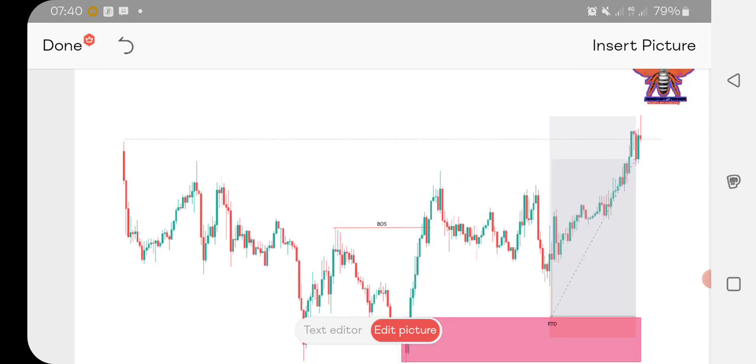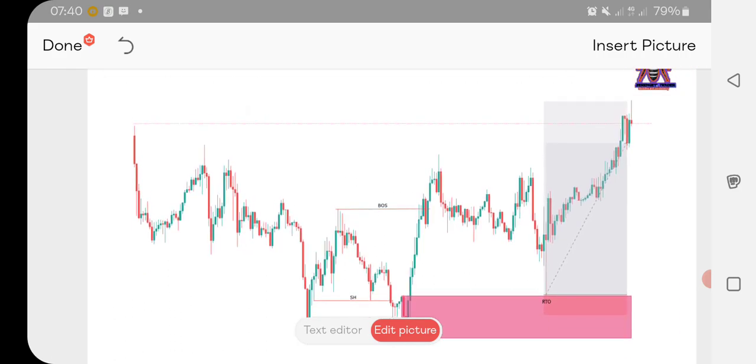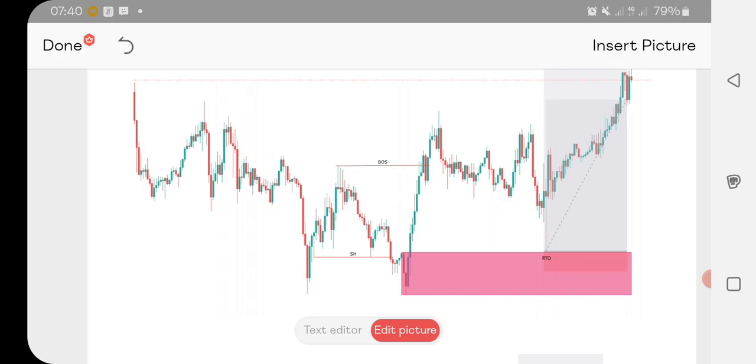As you can see the chart here. You can see what happened. You can just try to see the break of structure, the stop loss hunt. You can see the return to an order block, and then price went to a direction.